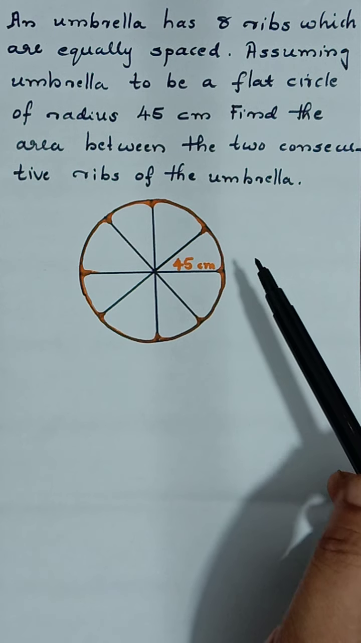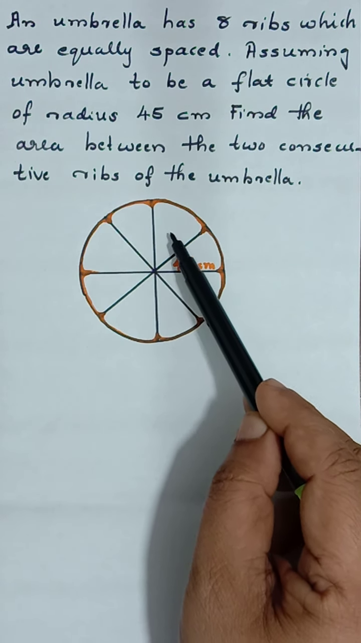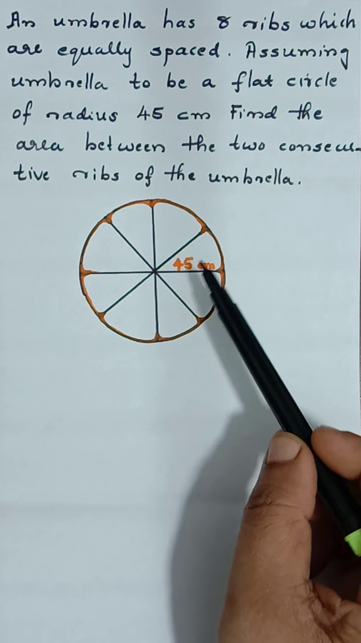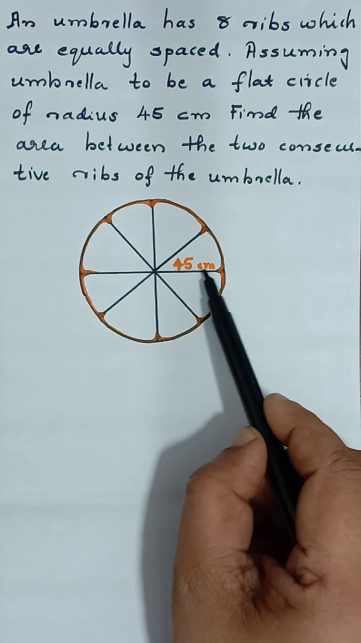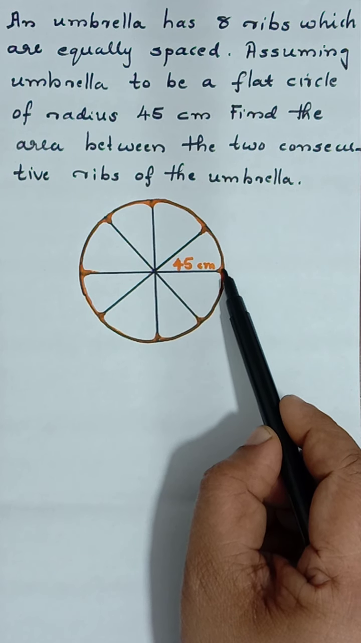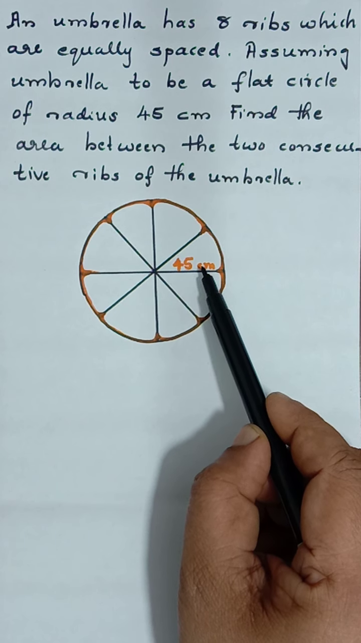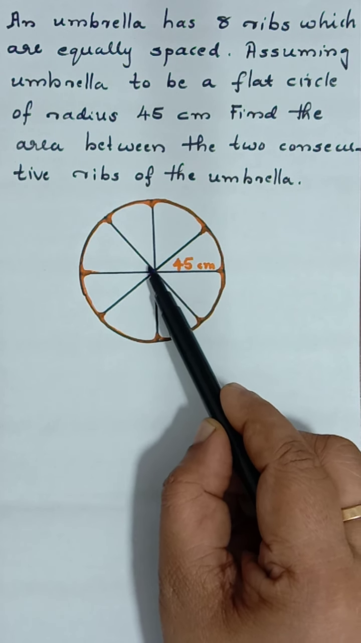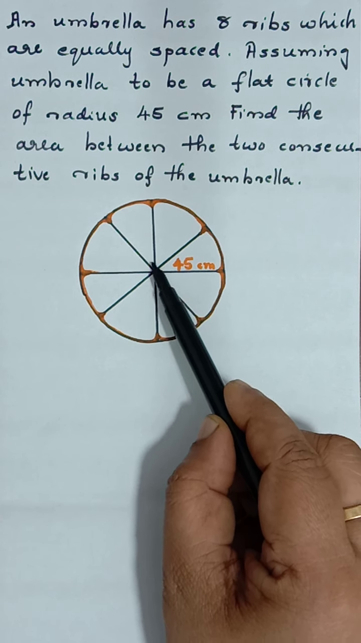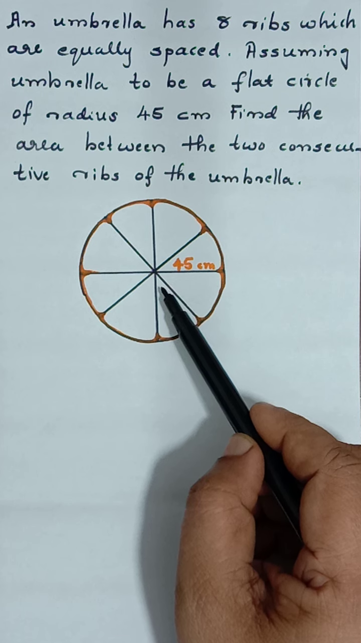They are equal and each one is a sector. The length of the rib is given, that is radius equal to 45 centimeter, from the center to the circle. We know 360 is the total angle here, and this total angle 360 is divided into 8 equal parts.